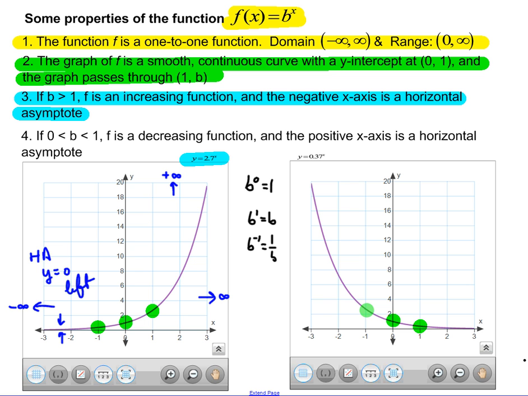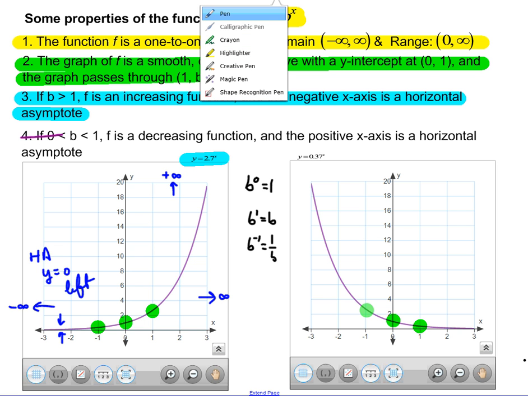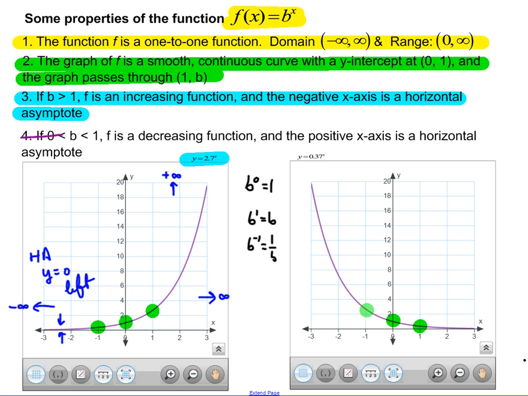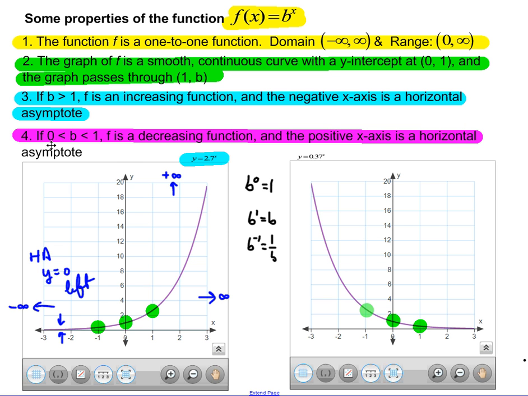Now, on the other hand, we say that if b is a number somewhere between 0 and 1, then the function is decreasing, and the positive x-axis is a horizontal asymptote in this case.